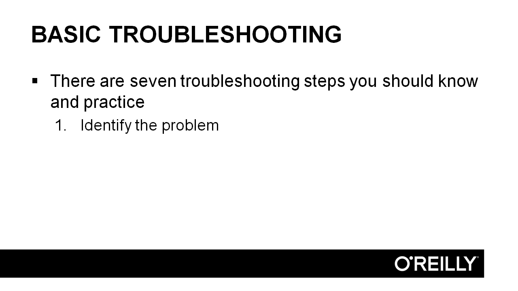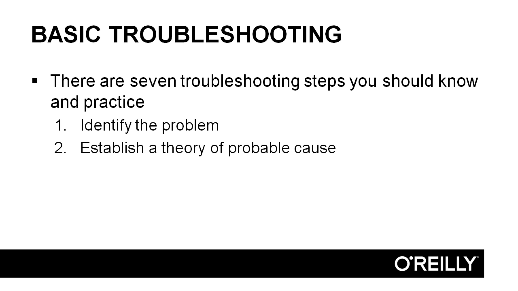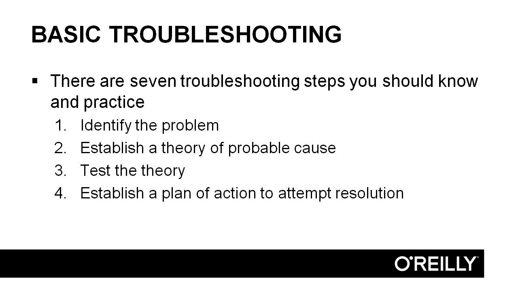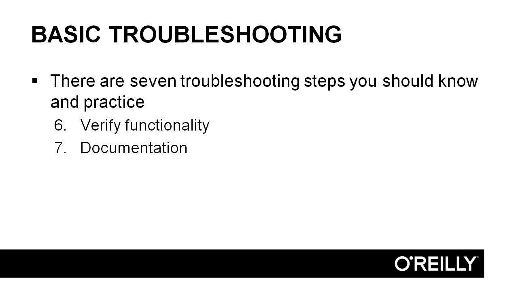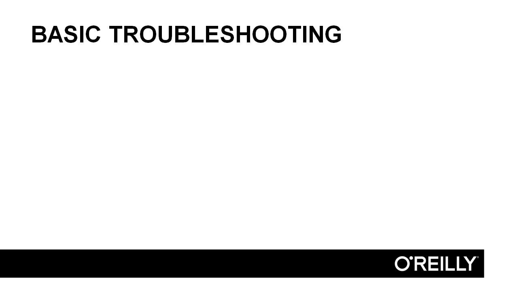Number 1, identify the problem. Number 2, establish a theory of probable cause for that problem. Number 3, test that theory. Number 4, establish a plan of action to attempt resolution. Number 5, implement the solution or escalate the problem. Number 6, verify the functionality. And number 7, document what happened. Prepare documentation. So let's go through these. Now, they will expect you to know these in this order on the exam.